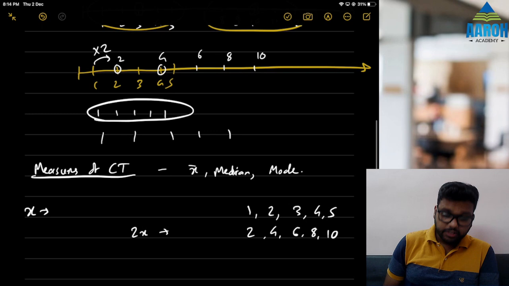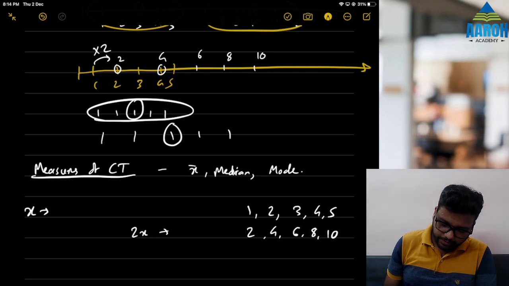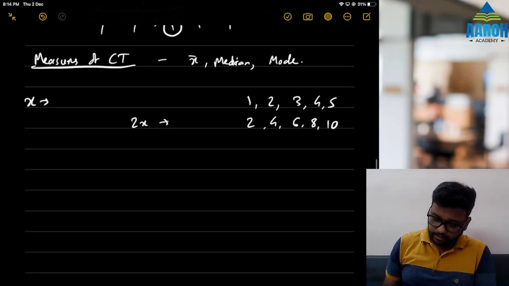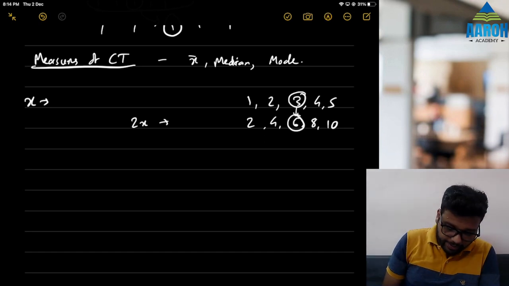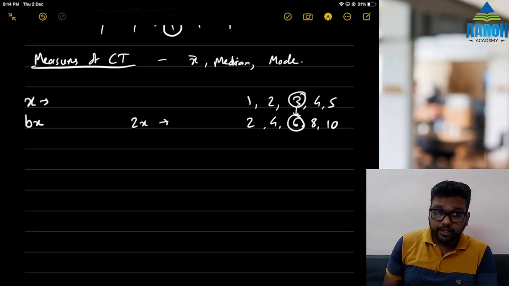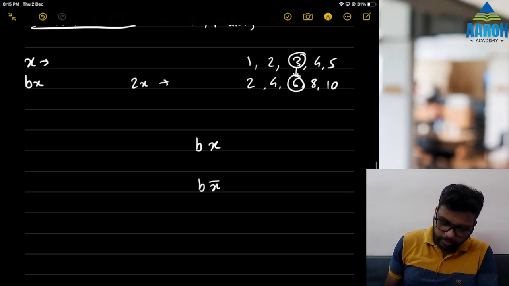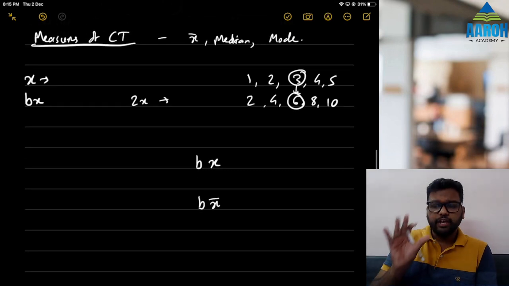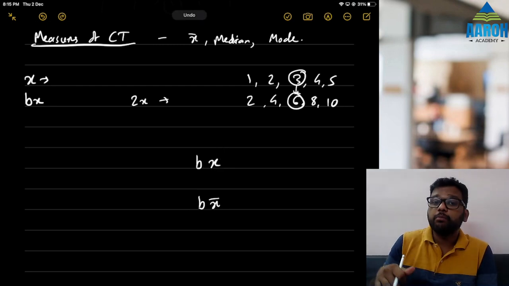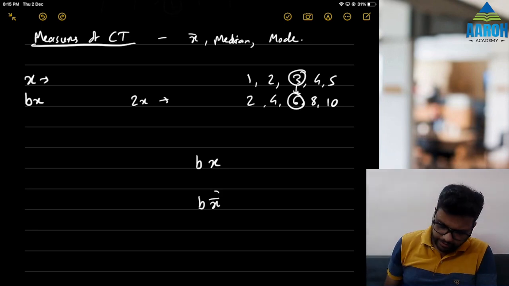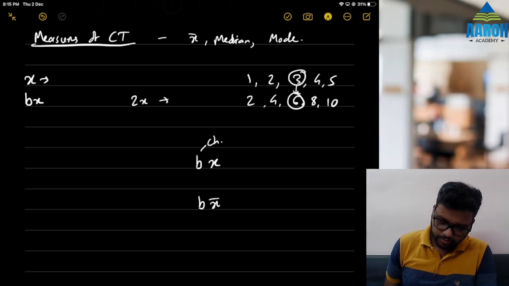Tell me, just because we zoomed in, will the midpoint change? No. This was the midpoint, this will still remain the midpoint, right? That means 3 will become 6 and it will still be the midpoint. That means if we multiply x by some number, then x bar will also be multiplied by that number. Understand? This x is not one single value, this x is all values. So if we multiply all values by a number, then its mean will also be multiplied by that number. Okay, fine. This is called change of scale. So we multiplied it.